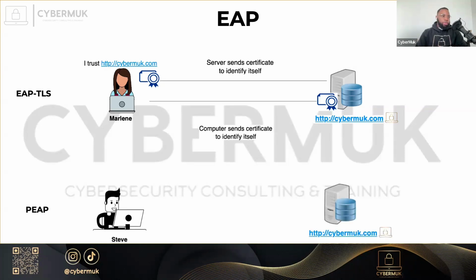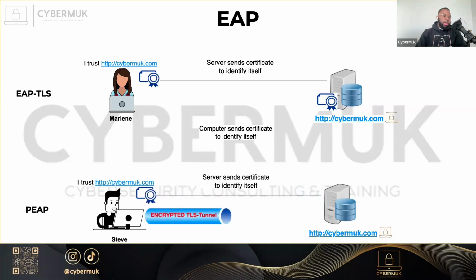Here you have another example. Steve is trying to log in, the server will send a certificate to authenticate itself, and then an encrypted tunnel will be created for Steve to connect to the system. This is PEAP. So the first one was EAP-TLS. The second one is protected EAP, PEAP, because it's protected by a TLS tunnel. This one is EAP-TLS.